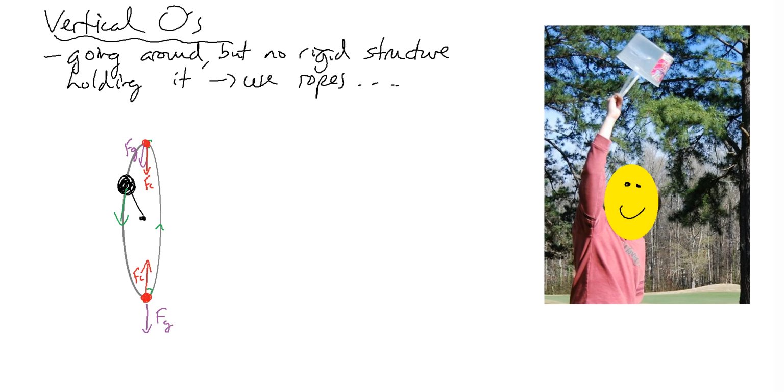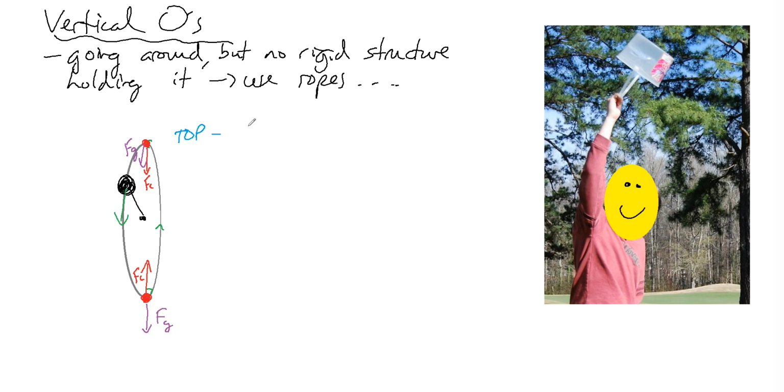Well, let's just start with the top part. If we go to the top of the circle, we need a certain amount of FC in order for it to go around. And FG is actually pulling in the same direction as the FC. So the force of gravity is actually helping you at the top. Maybe you need 10 newtons of FC to go around, and gravity is supplying 7 of them. Well, then you only need to supply 3. Gravity is actually helping it go around.